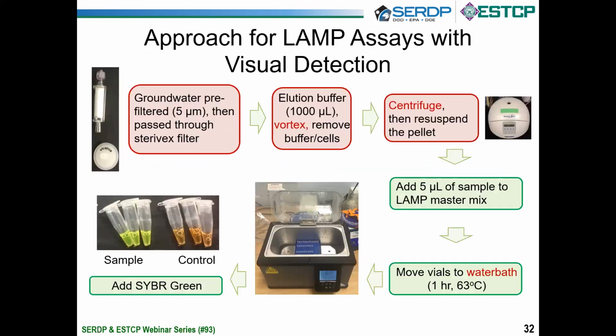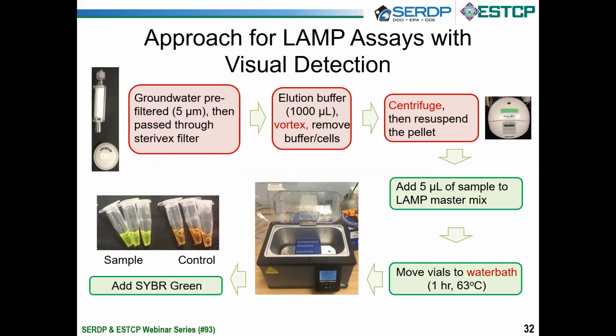This schematic is an overview of the visual-based LAMP assay. First, the groundwater sample is pre-filtered to remove material larger than 5 micrometers. Then the sample is concentrated onto a Cervex filter. An elution buffer is added. The filter is vortexed. Then the buffer and the cell mixture are removed. The mixture is centrifuged to concentrate the cells. Then the pellet is resuspended.